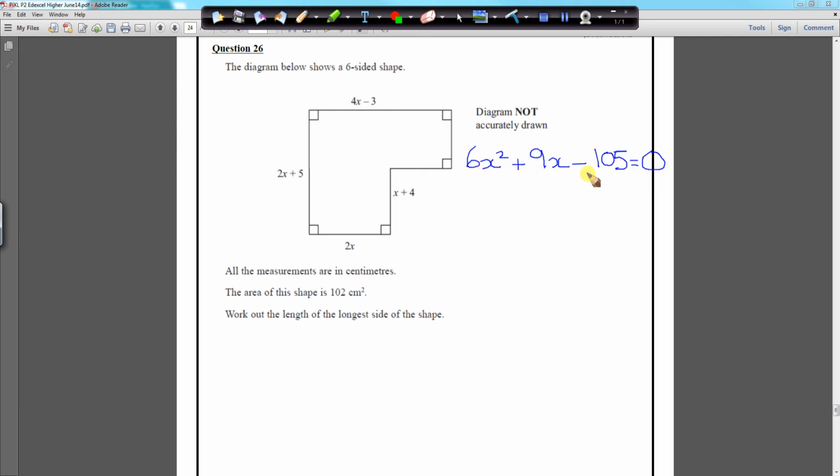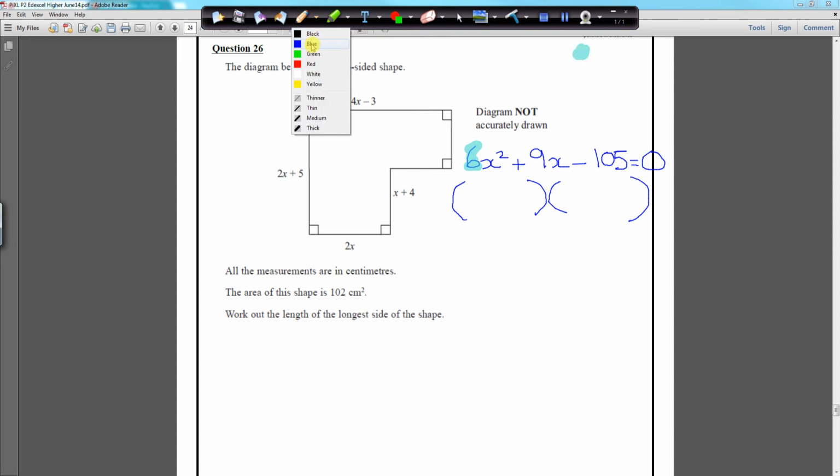6x squared plus 9x minus 105, after we've done all the rearranging. Because they haven't mentioned anywhere in the question to give the answer to 3 significant figures, we know we should be able to factorize this using the normal quadratic factorizing style. We got something slightly different in this question: our a value is 6.